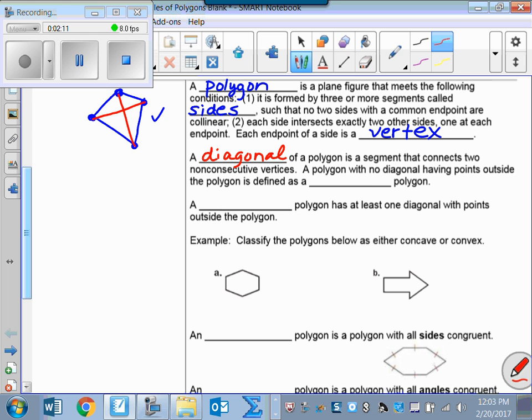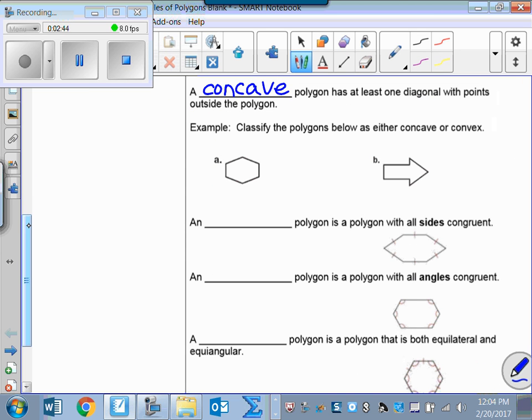A polygon with no diagonal having points outside the polygon is defined as a convex polygon. So look at this one that I've drawn up here. Would that be a convex polygon? Do either of these diagonals that I've drawn go outside of the polygon at all? No, they do not. So yes, this is a convex polygon. A concave polygon has at least one diagonal with points outside. That would be what we call a concave polygon. And we have a couple of examples here.